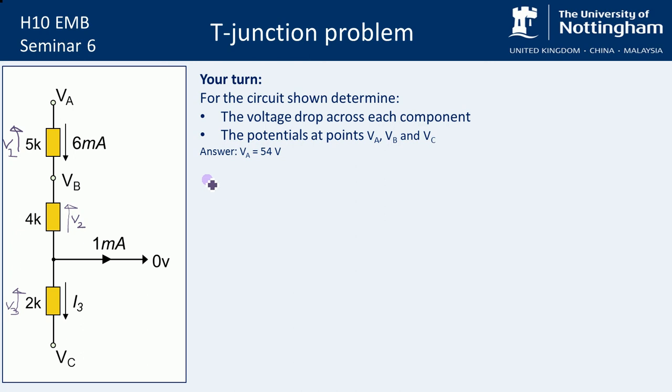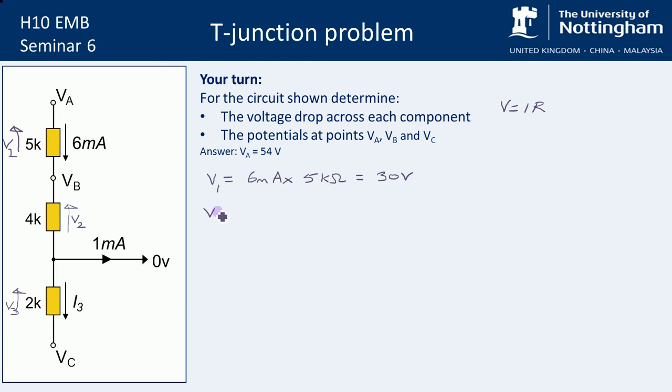So now I'm going to find out what's going on. I can calculate V1. Remember Ohm's law, V is equal to IR, always, always, always. V1 is going to be equal to the current flowing through that resistor, which is given in the question as 6 milliamps, multiplied by the value of the resistor, 5 kilo ohms, and this will give us V1 is equal to 30 volts.